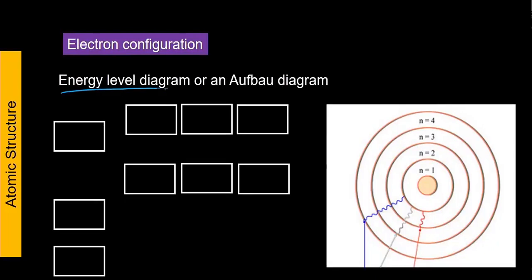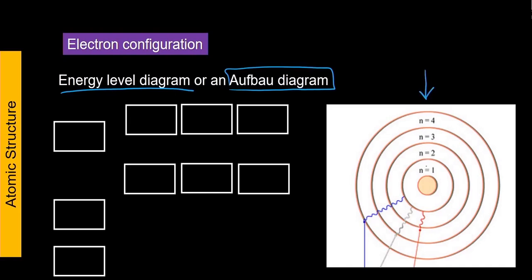It's this one here, the energy level diagram, or its other name is an Aufbau diagram. It's an old name, the Aufbau diagram. And this energy level diagram is using boxes. So here we've got boxes on the screen to show the different energy levels. So we have this picture here of Bohr's model.